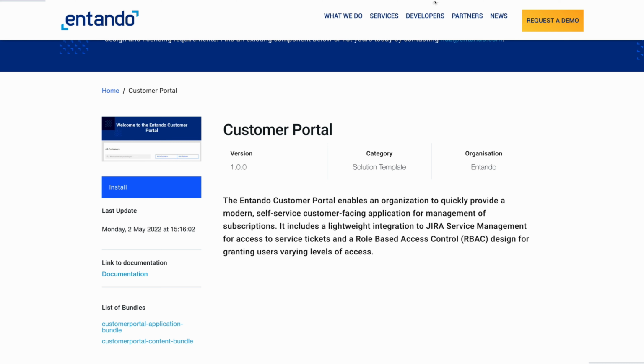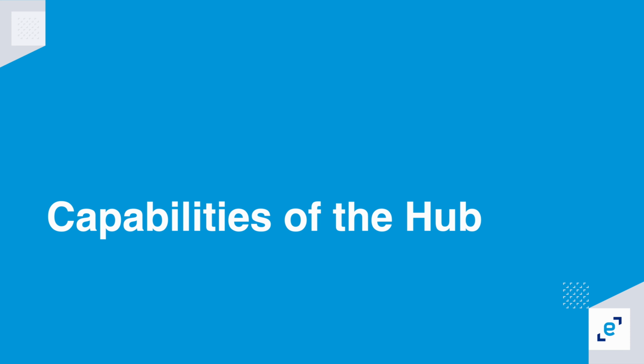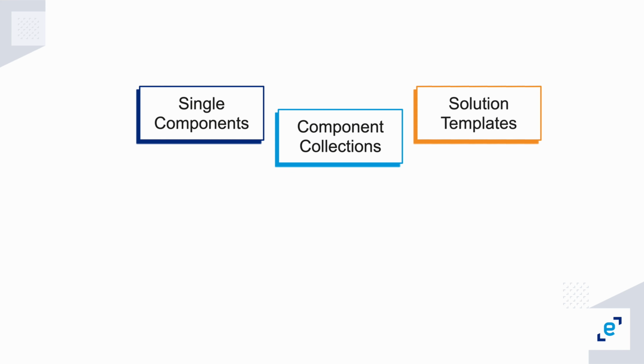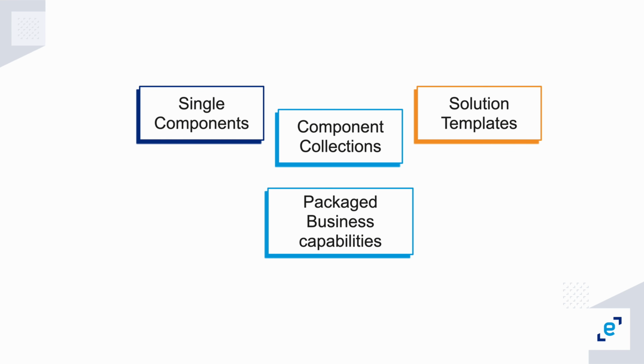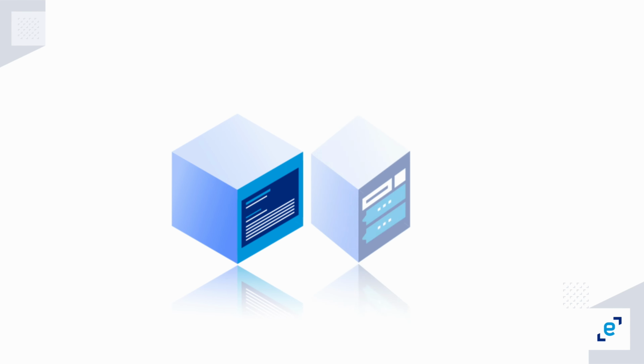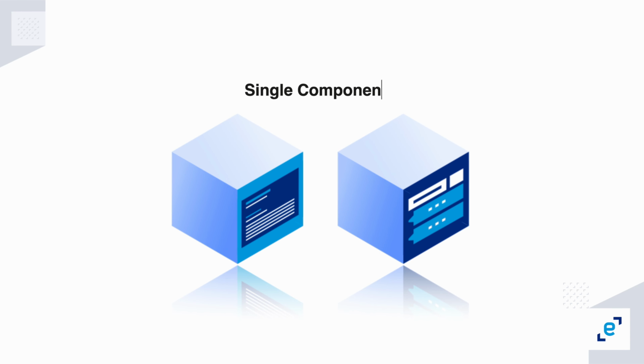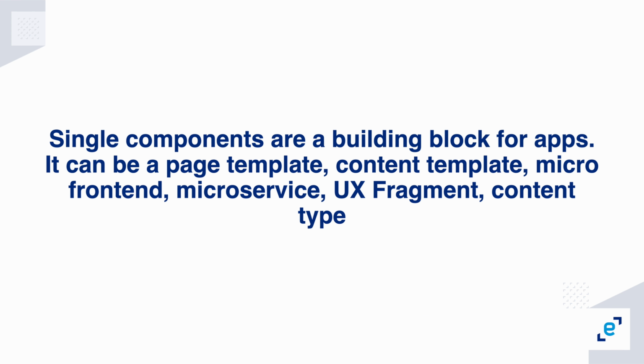Now, the question is, what are some of the capabilities of the hub? The hub lets you share single components, component collections, solution templates, and packaged business capabilities that creators build. Single components are a building block for applications. It can be a page template, content template, micro frontend, microservice, UX fragment, or content type.